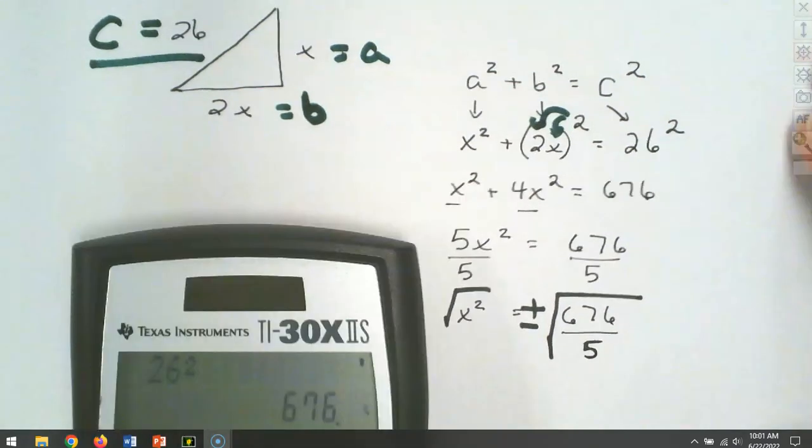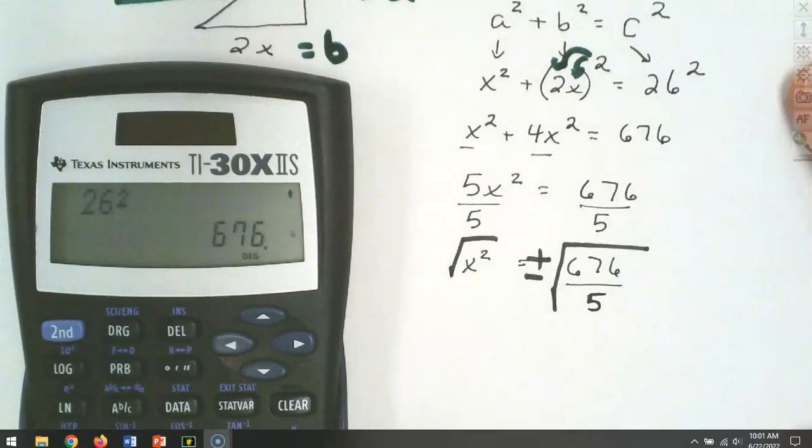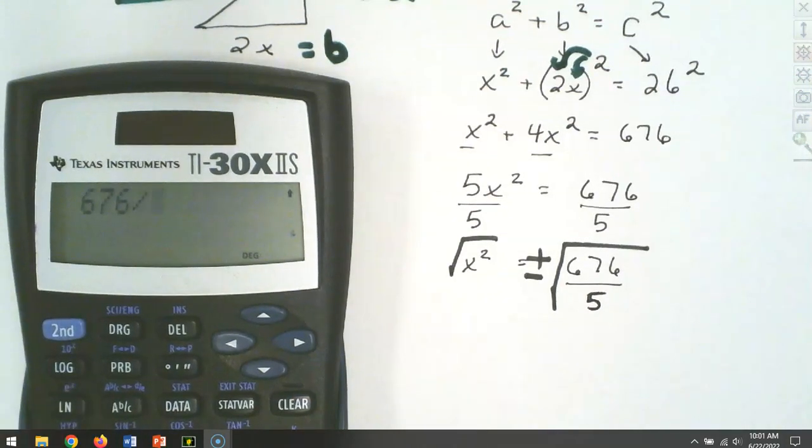So let's go ahead and find our two numbers, and then we'll talk about which one, again, does not make sense. So how do we do that? Well, we take our 676 first. We're going to divide that by 5. You can either write that number down, or you can keep it stored in your calculator. Either way, we do need to take our square root. So there's the numbers divided out.